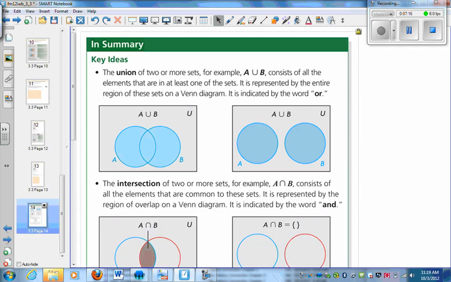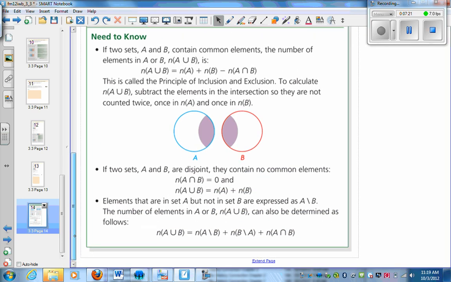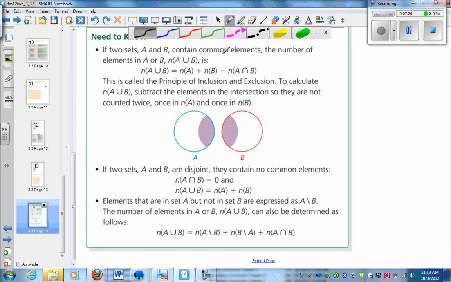Last thing I want to go over is at the very end of the chapter, you have another key idea about what union and intersection mean. But this is pretty important down here. Okay. If two sets contain common elements, the number of elements in A or B is written like this.